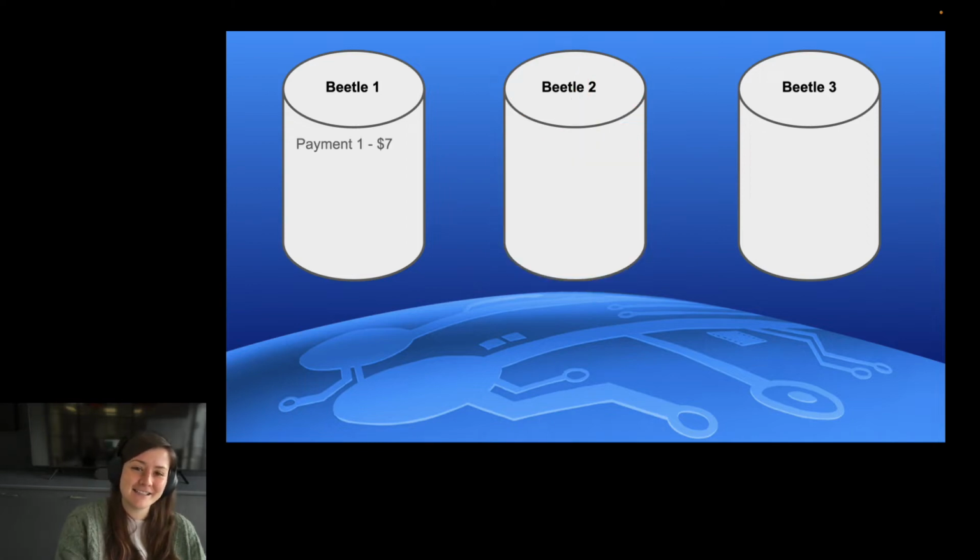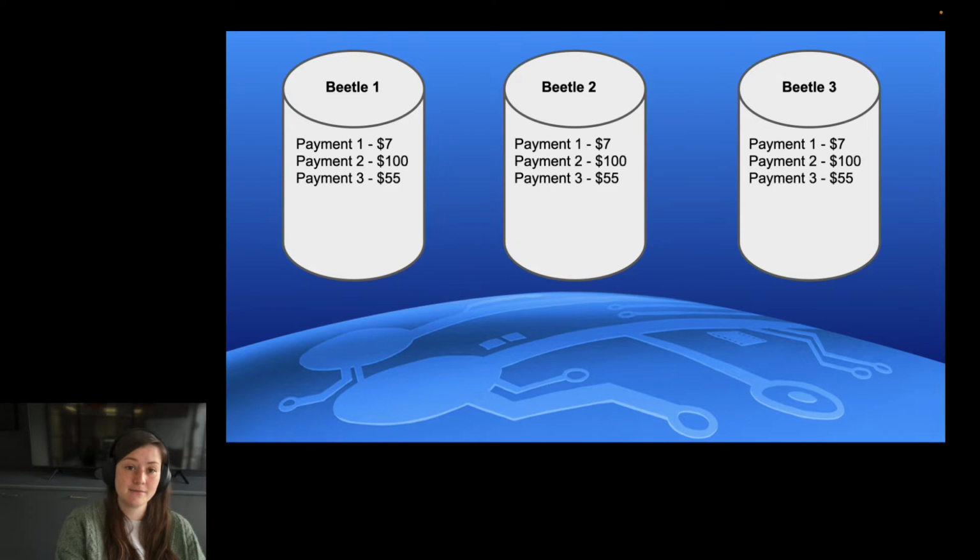The basic idea is that when a payment is made, the leader beetle gets the payment, and before committing it and saving it to disk, it first checks that a majority of the beetles have this payment. Once a majority agree about the transaction, they permanently commit it. All committed payments should be identical across all beetles. We can see everything is working well because all the beetles have the same information.